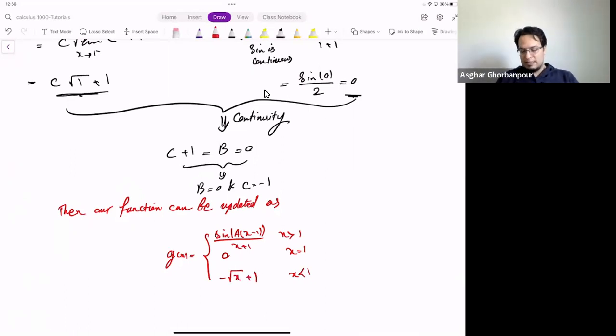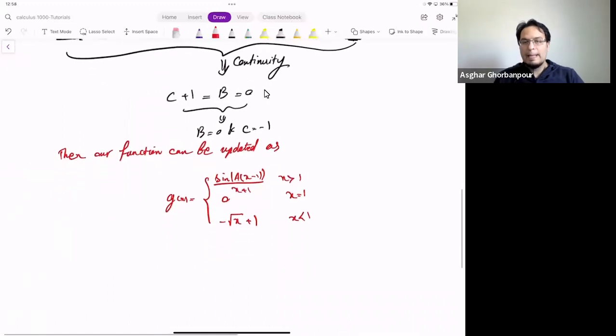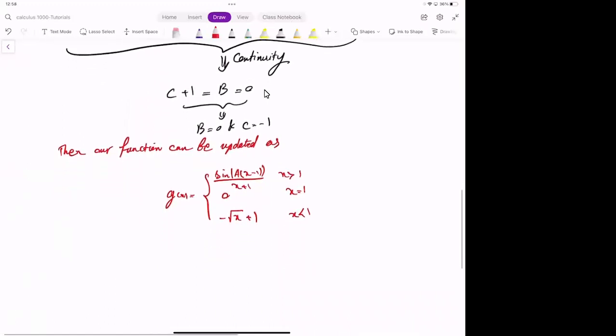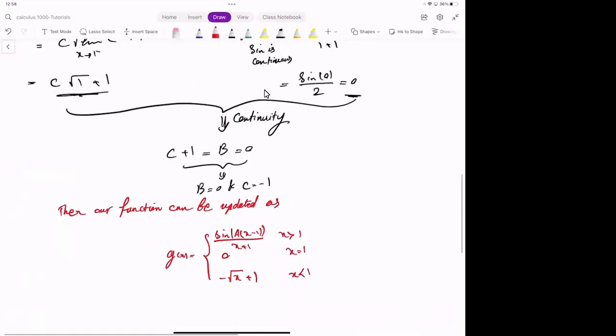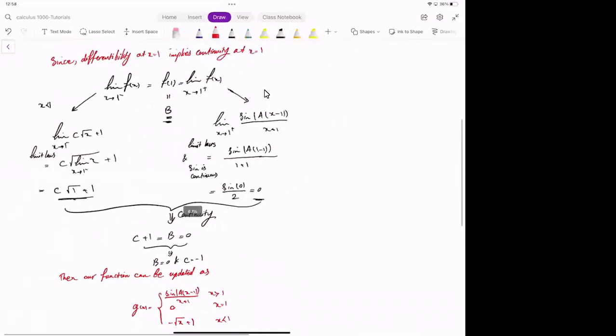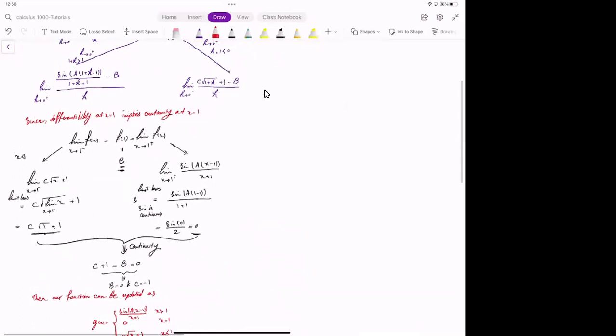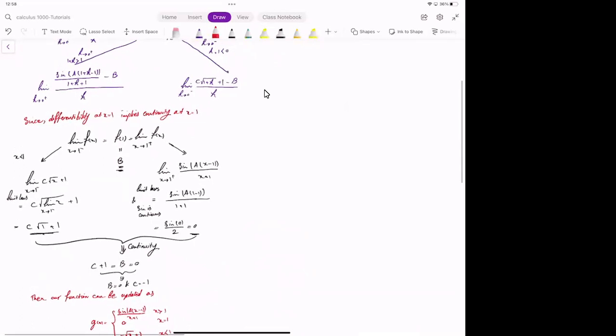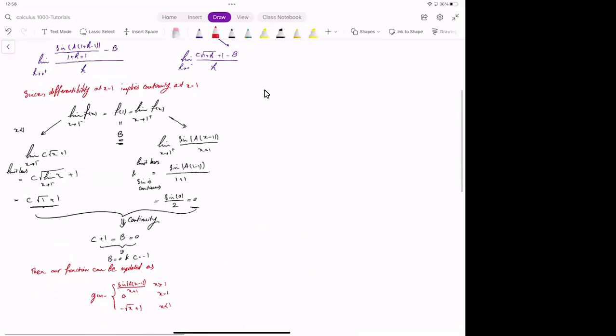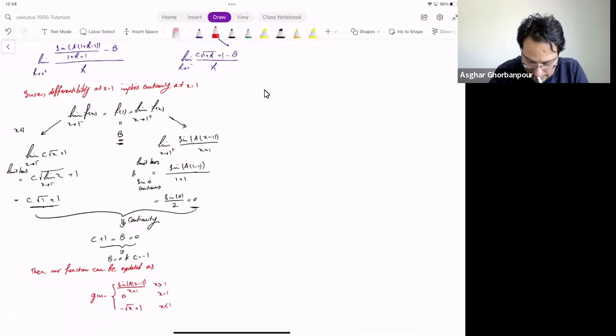Do you have a question there? Would you mind zooming out a bit and up? Does that say b is equal to 0 and c equals negative 1? Yes. Oh, okay. Thank you.